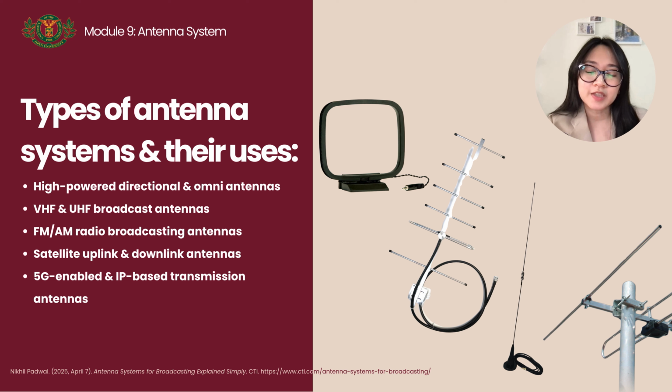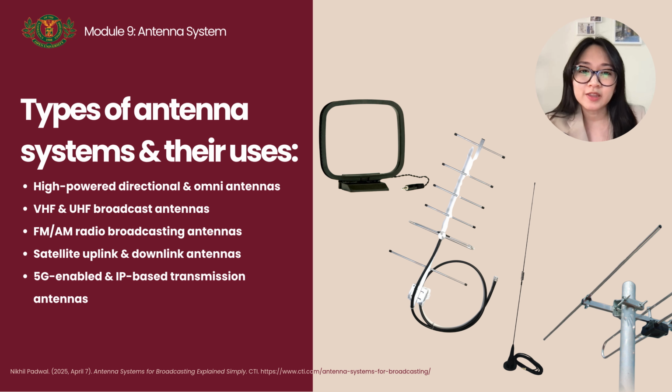Antenna systems can be categorized according to their structure, directionality, or application. For the purpose of this presentation, we'll look at the ones used in radio broadcasting. There are five main antenna systems currently used in modern times. So, we have the high power directional and omnidirectional antennas, VHF and UHF, FM and AM radio broadcasting antennas, satellite uplink and downlink antennas, 5G enabled and IP based transmission antennas.